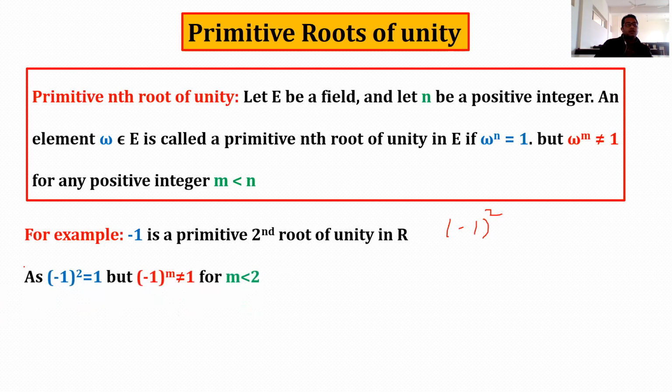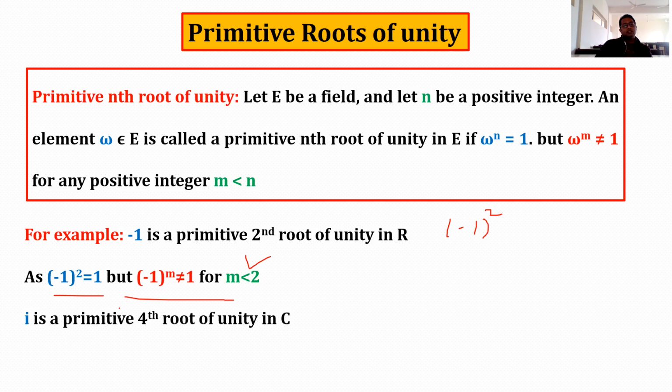Minus 1 is a primitive second root of unity because minus 1 squared is 1 but minus 1 raised to power m is not equal to 1 for m less than 2. Similarly iota is a primitive fourth root of unity as iota raised to power 4 is 1 but iota raised to power m is not equal to 1 for m less than 4.